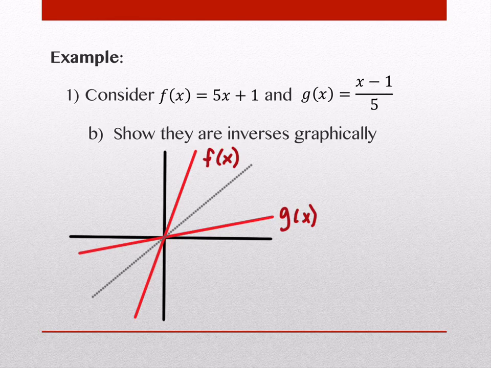Now, it's pretty easy to see with lines. Sometimes it's more difficult with some other graphs that we draw. So if you drew a square root graph, that one wouldn't be too bad. But the more going on in the graph, the harder it is to see the reflection in them. But if they're inverses, they are going to be reflections over the line y equal x.